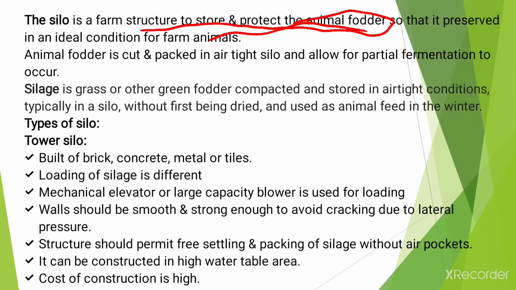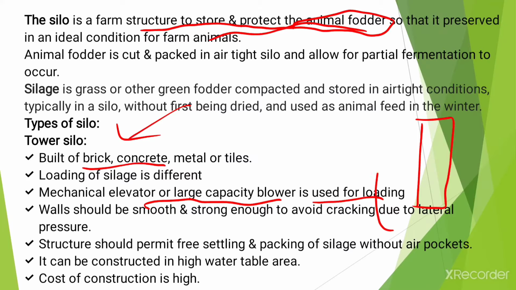Now there are different types of silos. The first one is the tower silo. It is made up of brick, concrete, metal or tiles, and loading of silage is difficult in the case of a tower silo because it is also called a vertical silo. A mechanical elevator or large capacity blower is used for loading purposes.